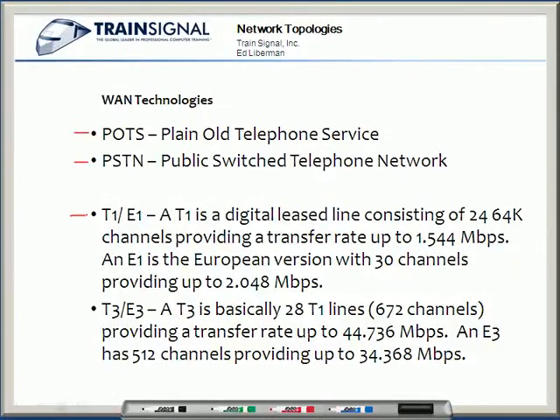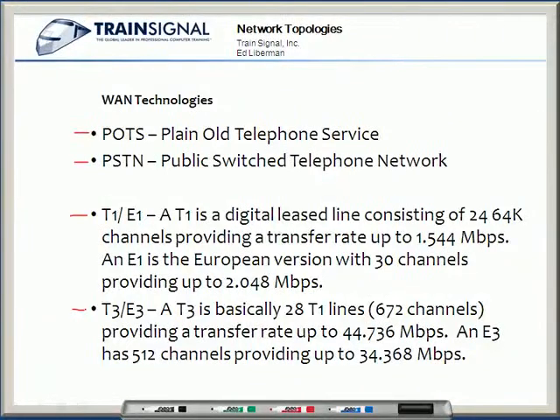Now the E1 is the European version, which actually has 30 channels instead of 24, providing a little bit faster speeds up to just over 2 megabits per second. A T3 or an E3 line is the exact same thing in the sense that it's a digital leased line, but a T3 is basically 28 T1 lines or 672 channels as opposed to 24 channels, providing a transfer rate up to over 44 megabits per second.